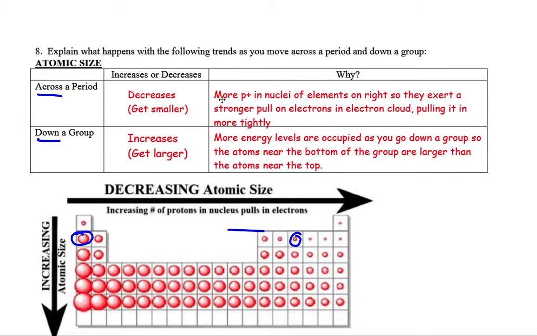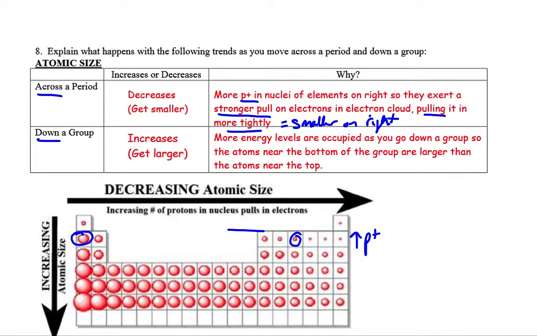We're just going across. What we're concerned with is the fact that there's more protons in the nucleus over here. These guys have more protons. And because they have more protons on this side, they pull the electrons in tighter. Remember, protons are attracted to the negative electrons, so they pull them in. So there's a stronger pull, pulling it in tightly, and makes the right side smaller. Smaller on the right. And it obviously would be bigger on the left because it's not pulling it in as much.